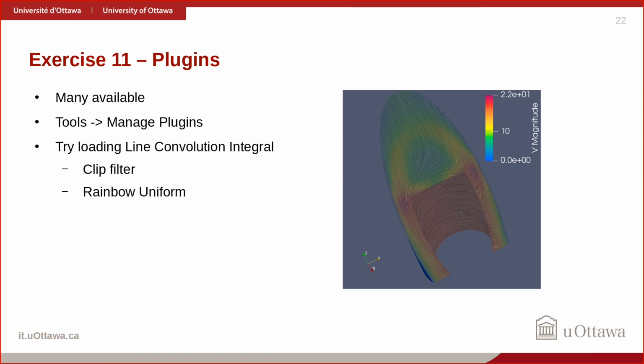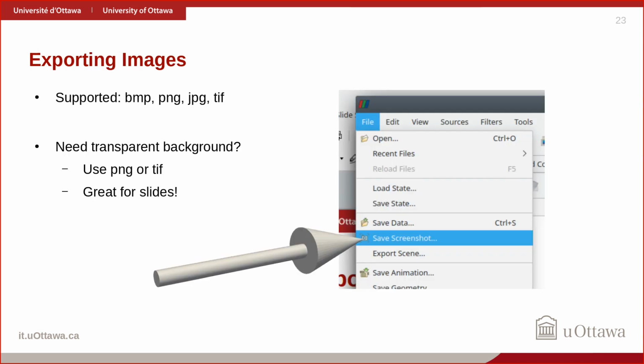I made this an exercise, but I think we should just go ahead and go to the exporting of images, because now that you know how to make visualizations, you want to output them and put them in slides and all that stuff. So we can output images and we can output videos. For images, there are four formats supported: BMP, PNG, JPEG, and TIFF. And PNG and TIFF are nice because they allow for a transparent background.